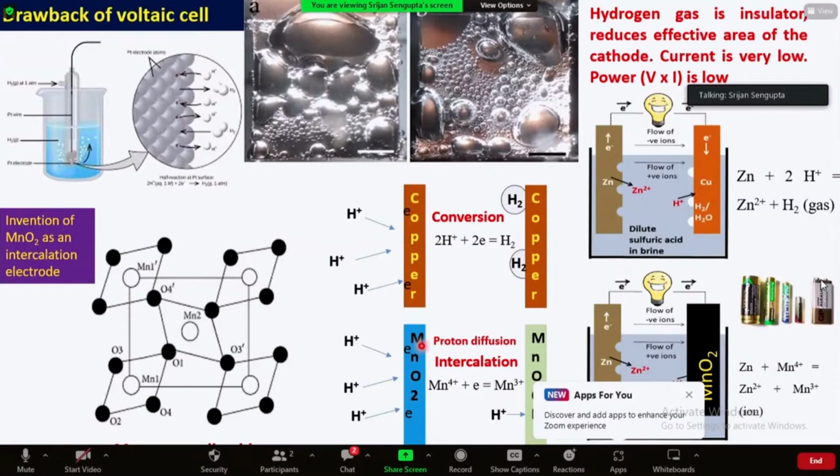So what will happen if the hydrogen ion is not getting reduced to hydrogen gas? It is, as it is, like a proton, just intercalated into the body of MnO2 and gets converted to MnOOH. So it is not producing a gas, which is an insulator, one. And secondly, only diffusion of proton is involved. That makes the process very fast. Because of that, you get a very high current from this battery, and this battery is still available in the market by the name alkaline batteries. Okay, so this is how you increase the power rate.